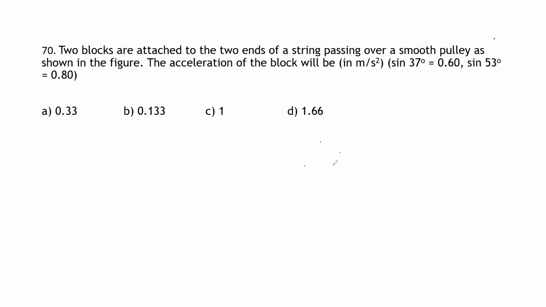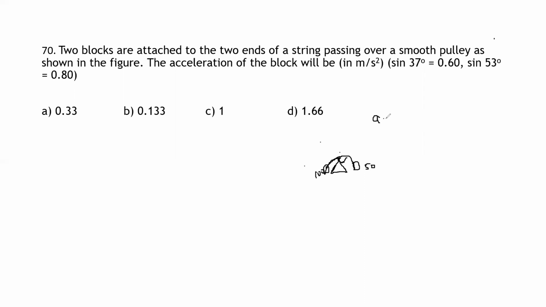In the figure, the mass values are also given. Two blocks are attached to the two ends of a string. Here you can assume one surface is there, and the pulley at one side and the other side, and the masses are also there. In the figure it is given: here it is 100 and here it is 50. I did not paste the figure here. So the masses are 100 kg and 50 kg, and the angles are already given. The acceleration of the block you need to calculate.